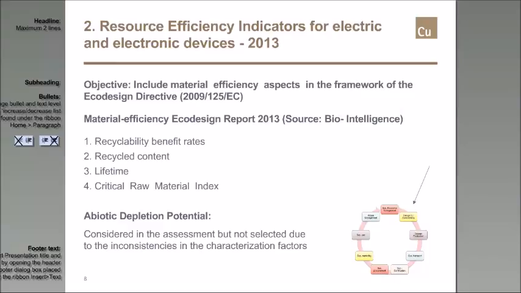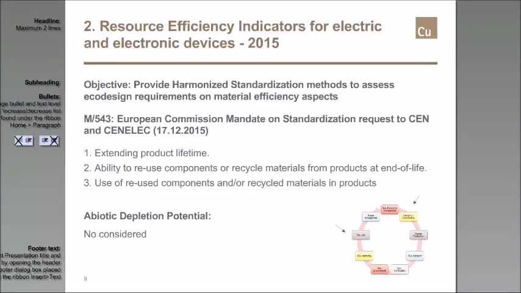In this project is the first time that we heard about abiotic depletion potential, and although it was considered in the assessment, finally it was not selected due to the inconsistencies in the characterization factors. But indeed, the challenge is taken by the European regulators to include resource efficiency seriously, and in 2015, the European Commission issued a mandate for standardization of methods on resource efficiency to CENELEC, which is the European body of standardization.